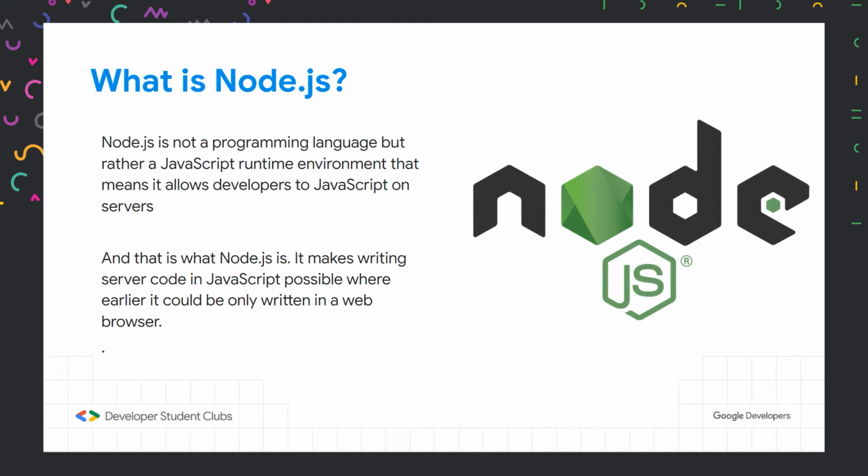The initial release of Node.js actually brought JavaScript to the server side as well, and this is how becoming full stack, with the front end and the back end both, was possible using a single language, and that was JavaScript. What Node.js does is make it possible to write server-side code in JavaScript. Earlier, it was only possible to write the front end using JavaScript.